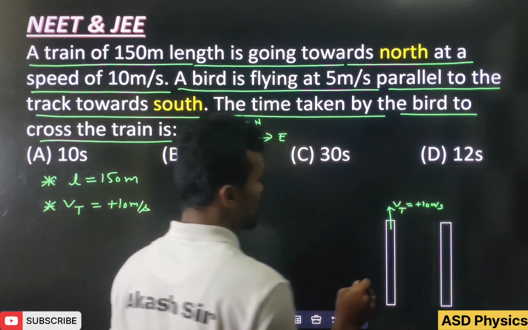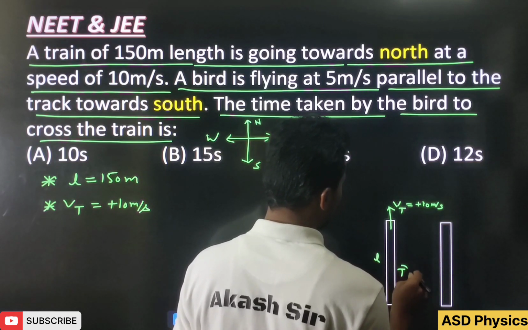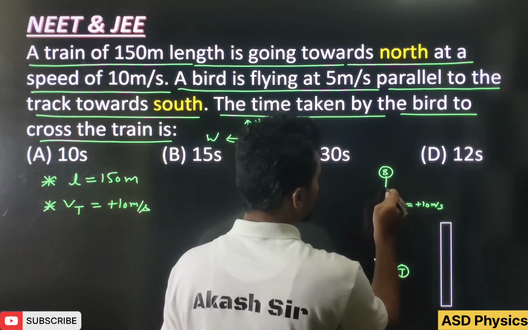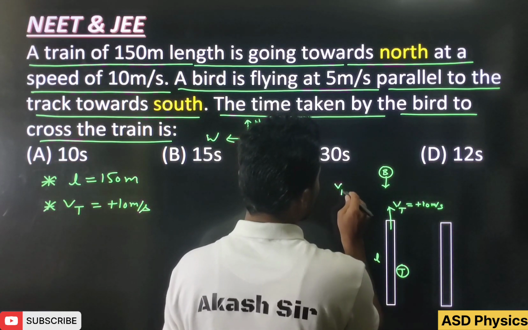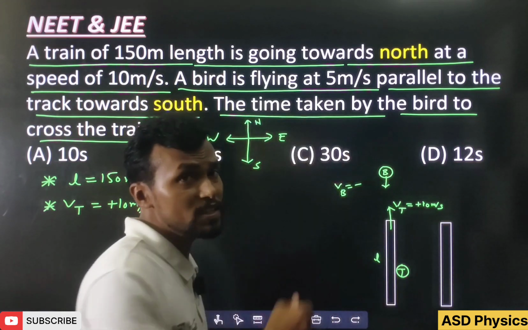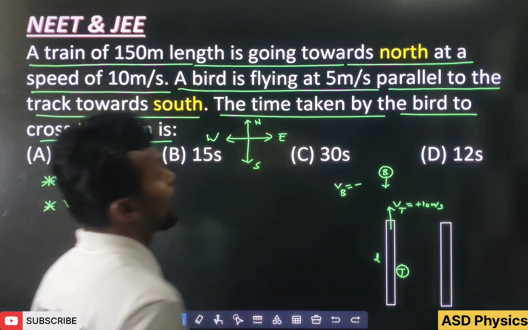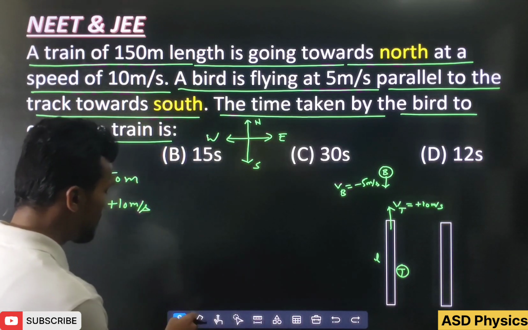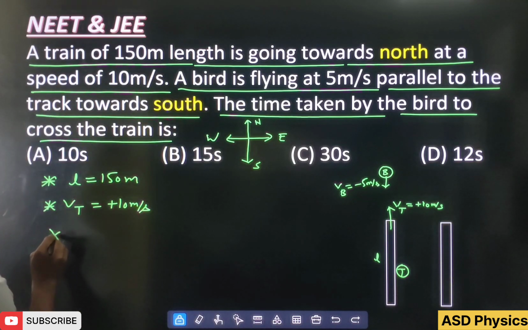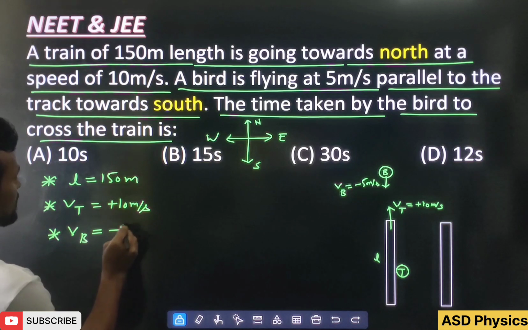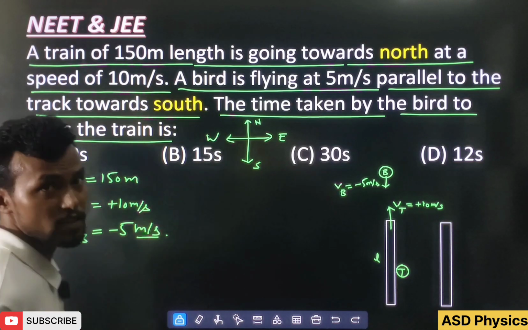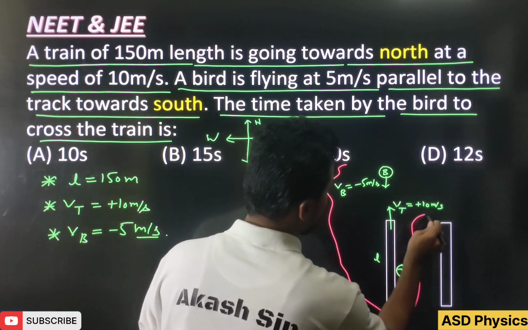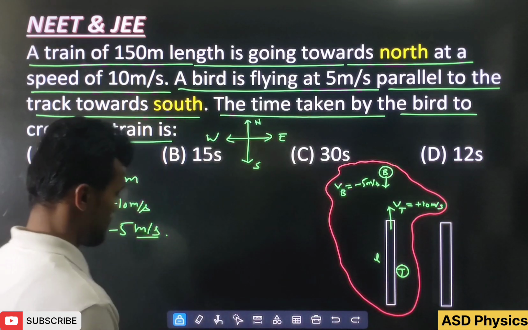Now the bird is there. This train is having length L. Now one bird is there, and the bird is going in the south direction, like this. The velocity of the bird will be how much here? Both are moving in opposite directions, so plus 5 or minus 5, I will write minus 5 meter per second. So the velocity of the bird is minus 5 meter per second. We are doing very basic things in the starting so we can understand the concept. This is my real situation.